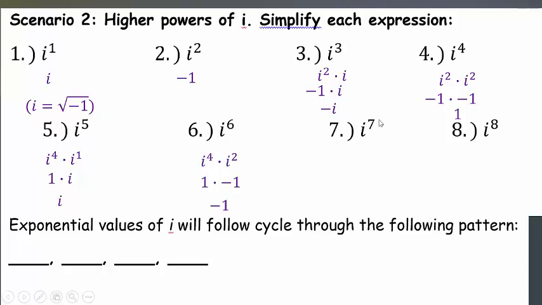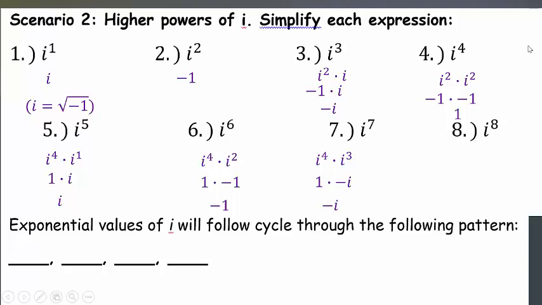Again, for number 7, I'm going to break it into i to the fourth times i to the third. So I'm changing 7 into 4 plus 3. We know i to the fourth is 1, and we have up here that i cubed was negative i, so I'm going to borrow that. And then if I multiply those together, I'm going to get negative i.